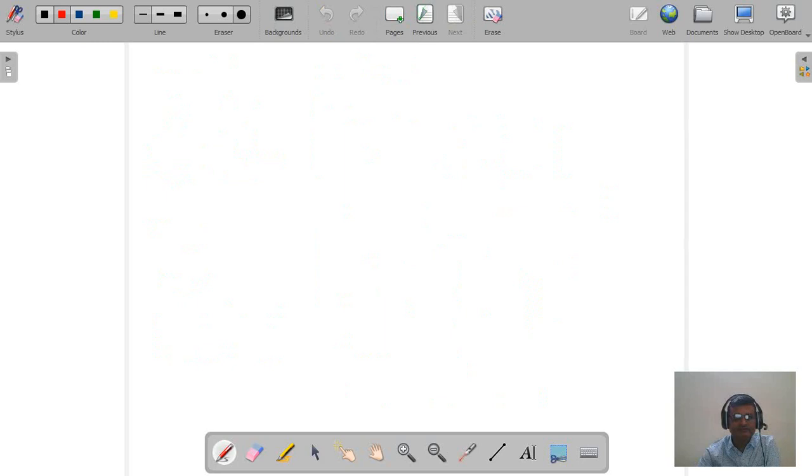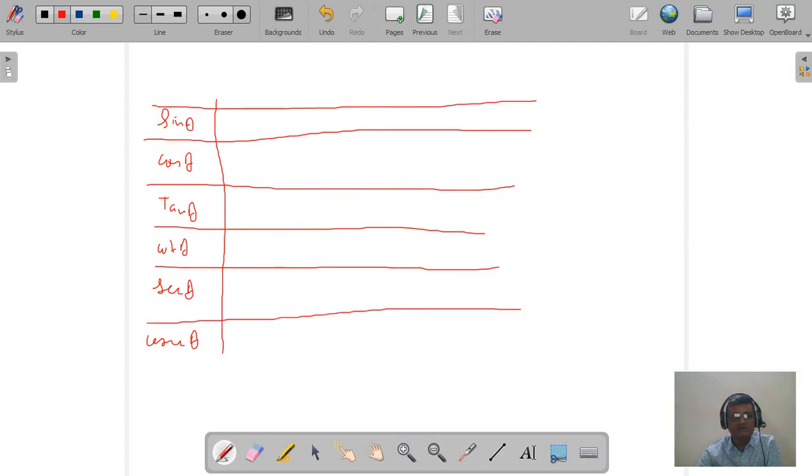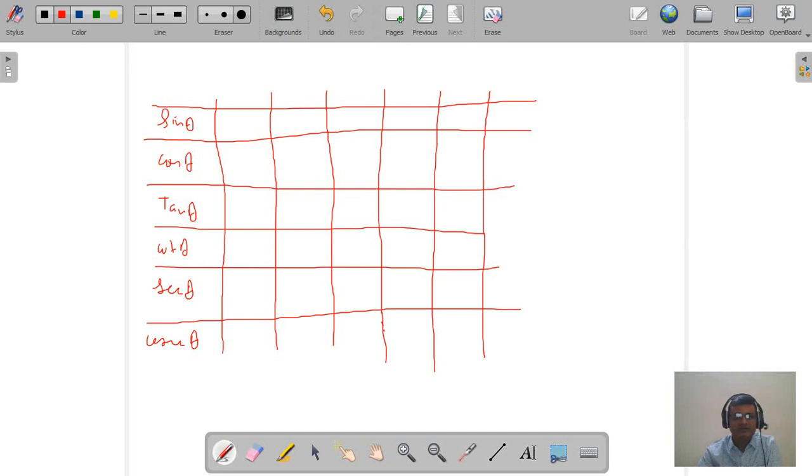Say for sin theta, cos theta, tan theta, cot theta, sec theta, cosec theta, with angles 0, 30, 45, 60 and 90 degree.